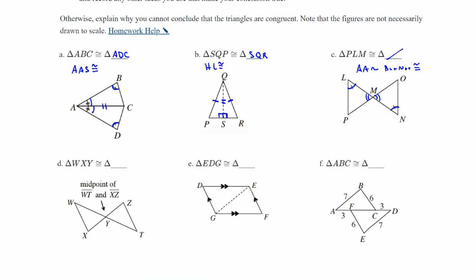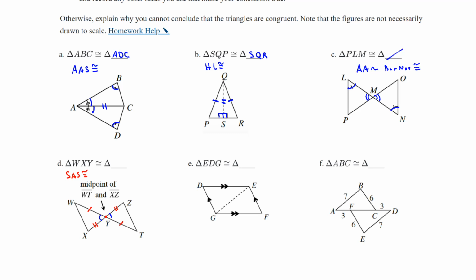Part D, triangle WXY is congruent to what? Well, once again below we have vertical angles, so we can say that those two angles are congruent. It also says that the midpoint of WT and XZ is right here of both of them. So that means this is congruent to this length, and this one is congruent here. So it does appear by side angle side congruency that we are able to prove that. We also used vertical angles to help with that, and the midpoint of both line segments.